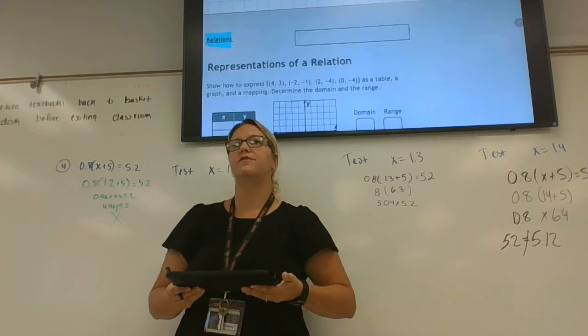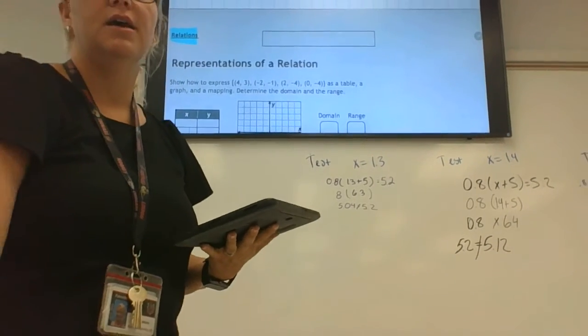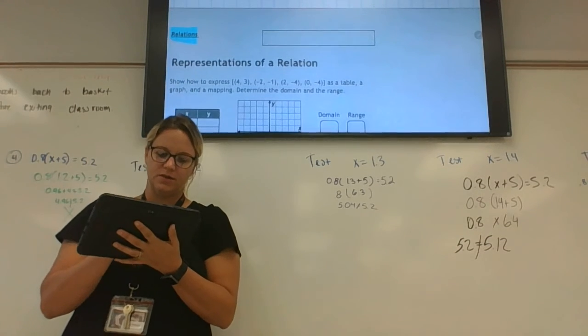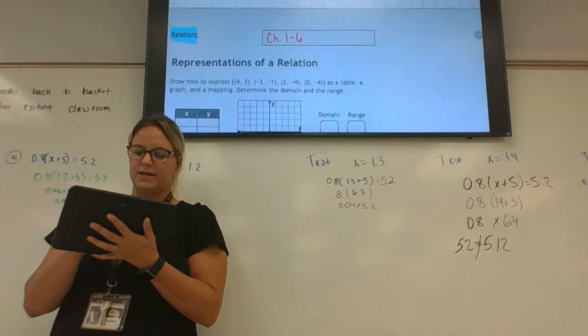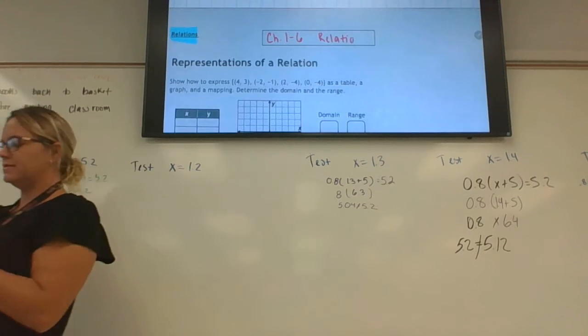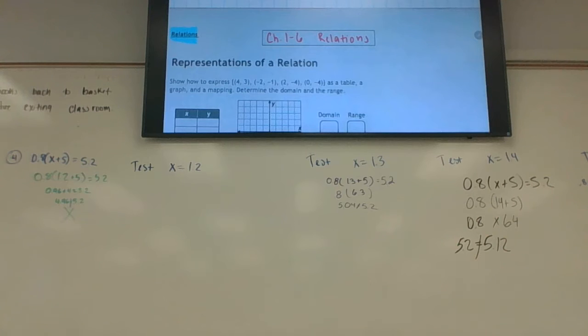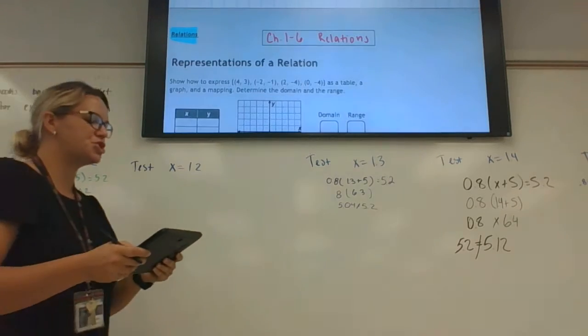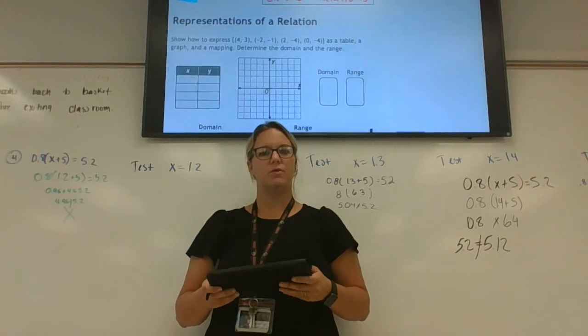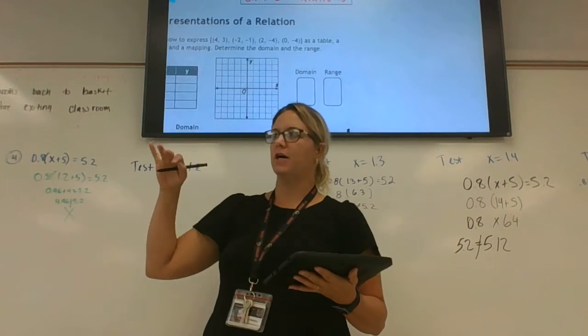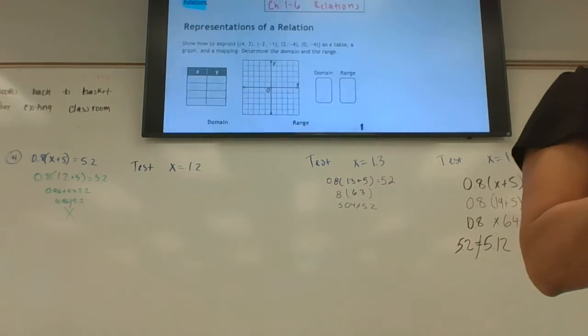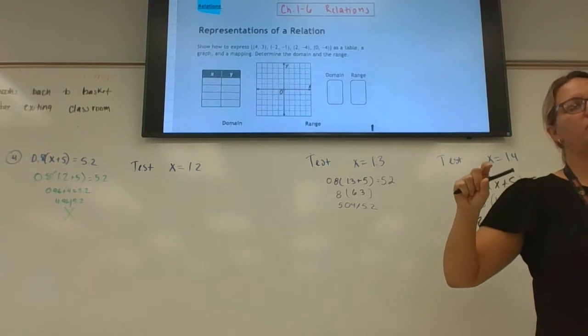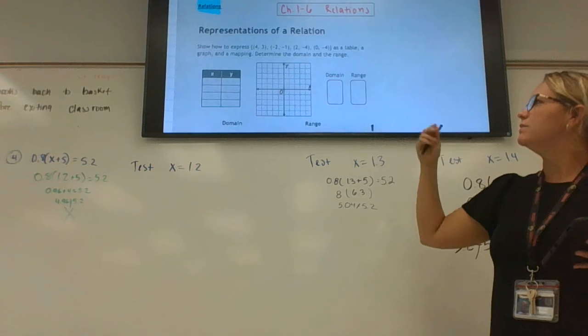It's called relations. The front of the handout was called equations. The back of the handout's called relations. So this is chapter 1-6, relations. Today, we're mostly working with ordered pairs. You plotted ordered pairs on your pretest. I believe you identified which quadrant ordered pairs would fall in. You got your x, comma, y. Today, we're going to look at these ordered pairs.